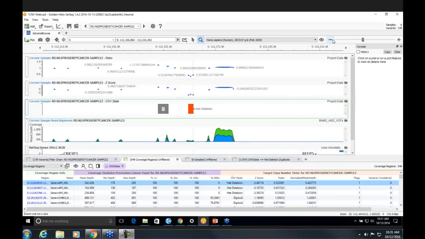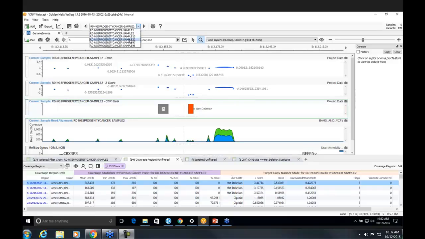You can see that in this region we have a drastic drop, both in terms of ratio, the ratio being at about 0.5, which is exactly what we would expect for a heterozygous deletion. And we have a z-score that is very low, all of which are over 3 standard deviations away from the mean of the coverage samples. And so this looks like a real heterozygous deletion. So let's look at another one of our samples.